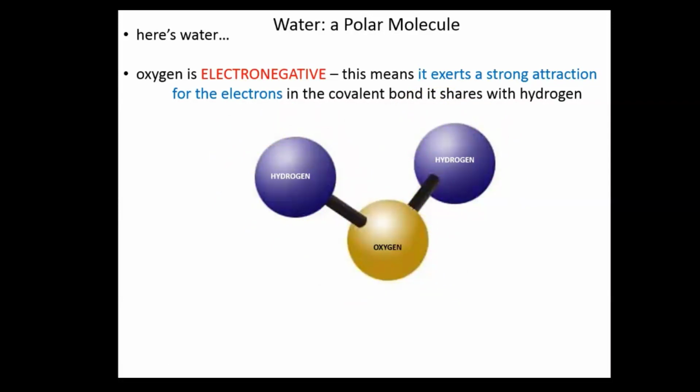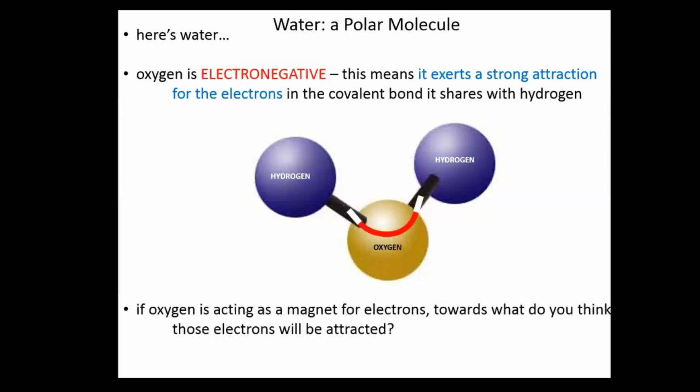And because oxygen is electronegative, it's exerting a strong attractive force on those electrons. So we can think of oxygen as an electron magnet. Oxygen draws electrons towards it. If oxygen is acting as a magnet for electrons, and those electrons are constantly zooming around these hydrogens and oxygens, which of these atoms do you think those electrons will be drawn to more? And if you thought or said oxygen, you're right.